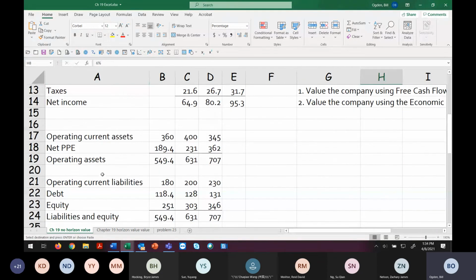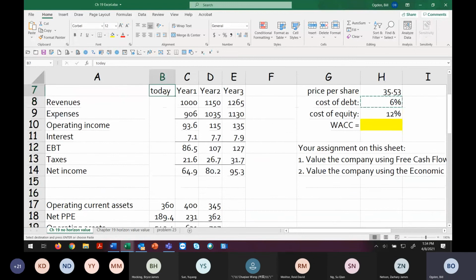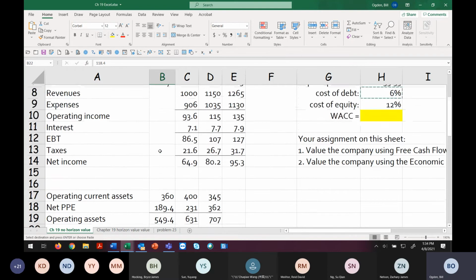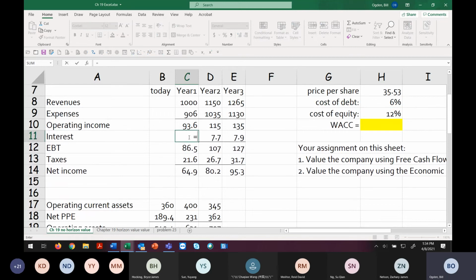Anyway, okay, we start out today. Here's today. So that's your current year's balance sheet with debt of 118.4, all right? So I'm going to say for year one, we will pay 6% interest on that debt. So let's come up here, and I'm going to say equals 0.06.